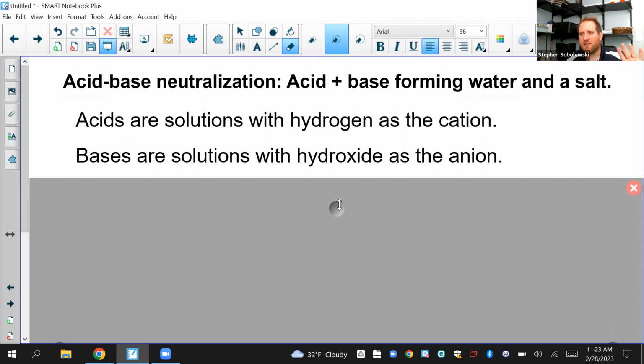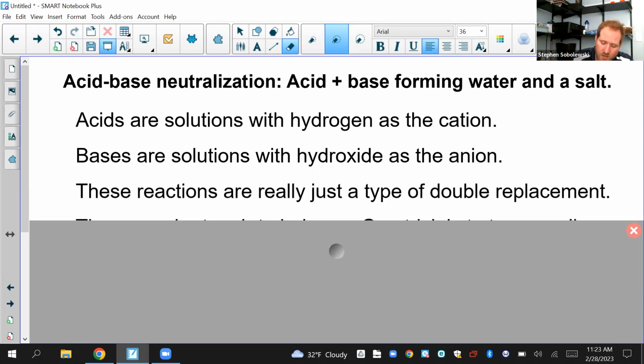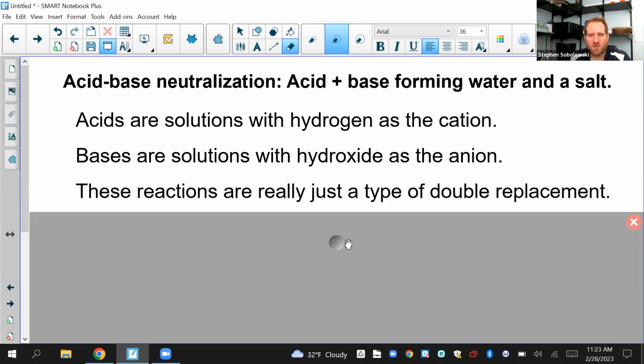You'll later learn that there are other ways things can be bases without hydroxides, but in a true acid-base neutralization, you're looking at an acid with hydrogen in the front, bonding with a base with hydroxide in the back. And this explains why you form water, right? Because the hydrogen plus the hydroxide, H plus OH, that's your water. And then whatever the other side of the acid was, and whatever the other side of the base was, that's your salt. These reactions are really just a type of double replacement.